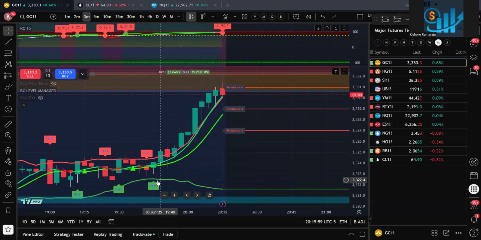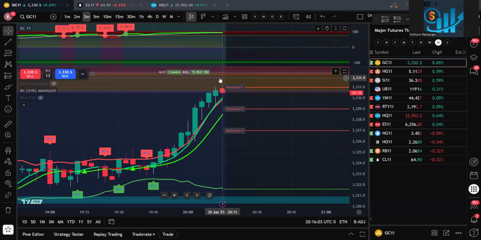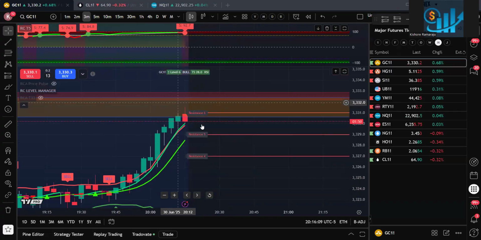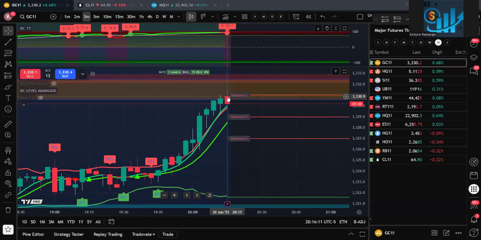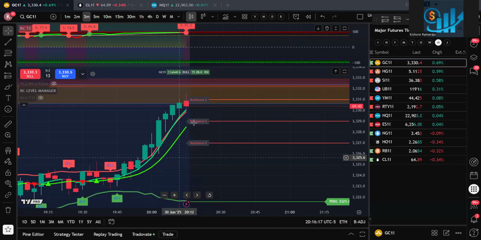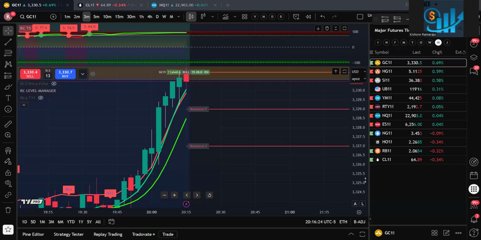And don't trade when it has already moved, from 33.22 it went all the way to 33.31. That means price has already moved all the way to the top. So now there is a high possibility that it may either consolidate or drop. So if we get a sell signal, we can take a short opportunity with GC.